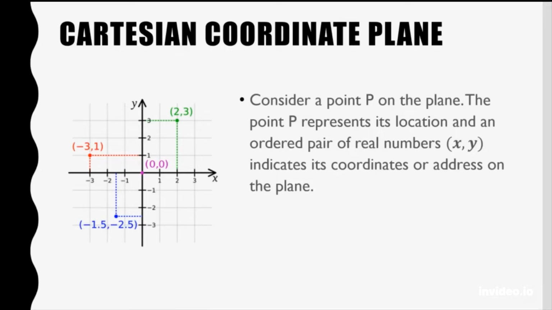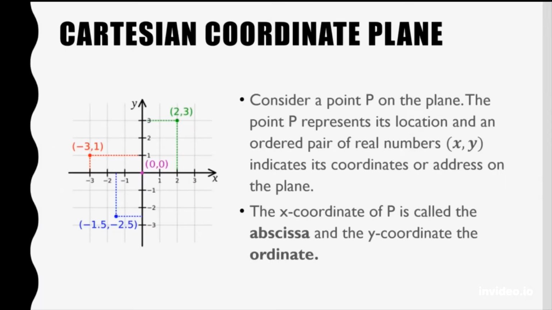Now let us consider a point P on the plane, and let's say that this point 2, 3 is that point P. The point P represents its location, and an ordered pair of real numbers x, y indicates its coordinates or address on the plane. Now, remember that when we name points on the Cartesian plane, we make use of capital letters. So say for example, in this one, you can name this as point P, okay? To name the rest, you can make use of capital A, capital B, capital C, or any capital letters. So you may also add the ordered pair beside it, but it's optional. So you may or may not write the ordered pair beside the name of the point.